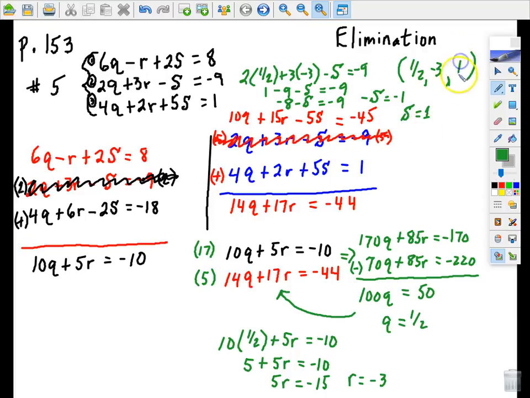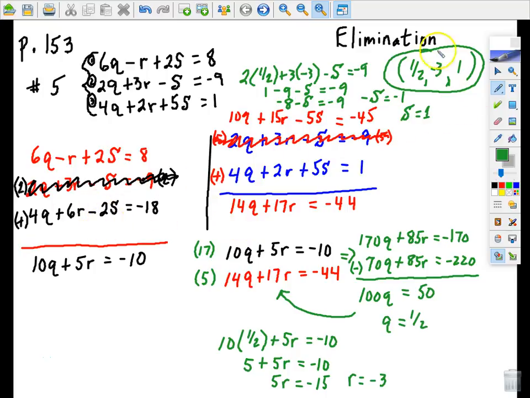All right, and we now have our solution. Our ordered triple for number 5 is 1/2, negative 3, and 1. Now you may have paired them up differently, but it basically works the same way.